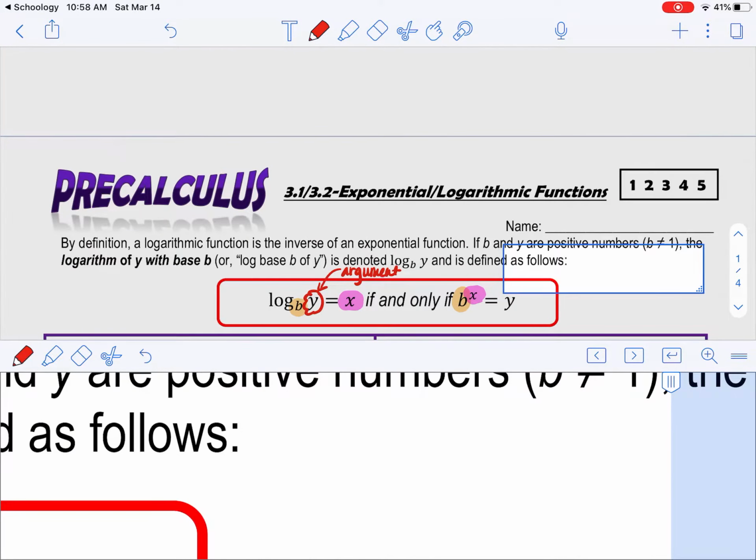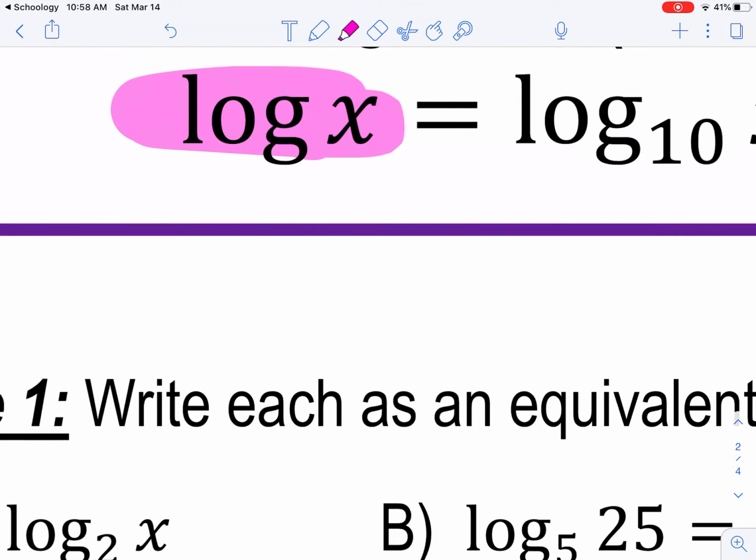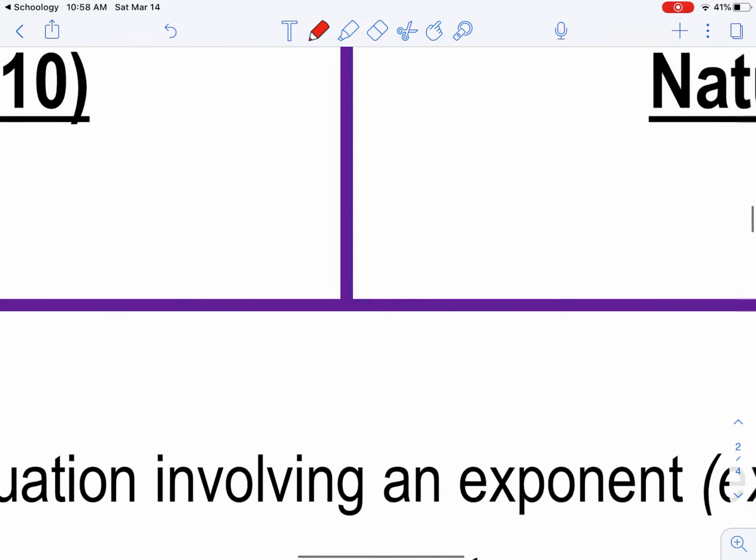Okay. Next, let's talk about common logarithms. So the common logarithm looks like so. If you look at it, it has no base. And it's not that it has a base of 0 and there's no base. It's just that if it's not written there, the base is 10. So if you look at your calculator and you see the log button there, that's common log. It's common log with a base of 10.